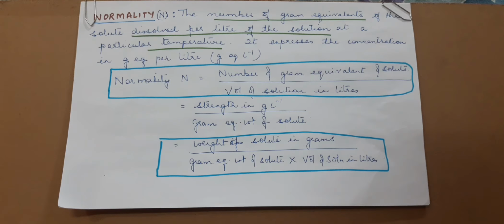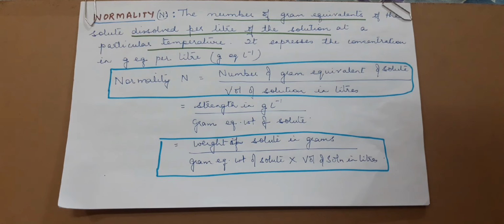If you remember the chemical equivalent video, we had seen what a number of gram equivalents is. What is a gram equivalent? What is an equivalent solution? So for normality, we are not going to talk in terms of number of moles, we are going to talk in terms of number of gram equivalents. So how do we define normality? The number of gram equivalents of the solute dissolved per liter of the solution.